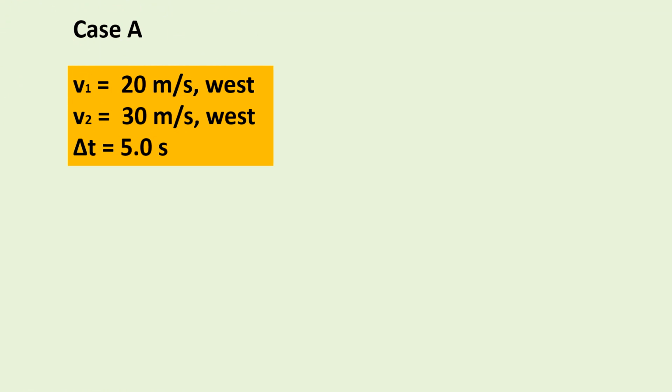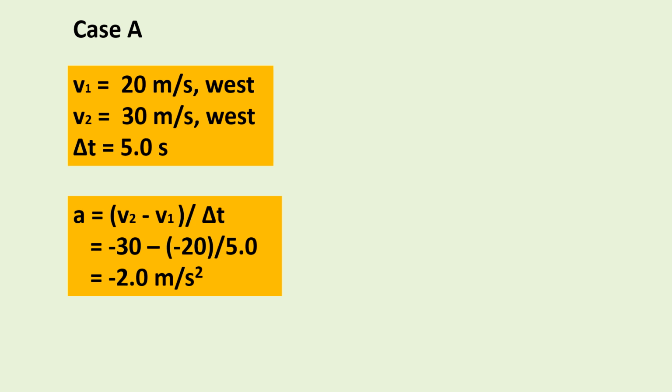So in case A, supposing the car has an initial velocity of 20 meters per second and the direction is west, while the final speed is 30 meters per second, still going west. All right, so these are the conditions specified in the problem. Let's assume that the time elapsed is equal to 5 seconds. Let us calculate the corresponding acceleration of the car using the formula v final minus v initial divided by delta t, or the time elapsed.